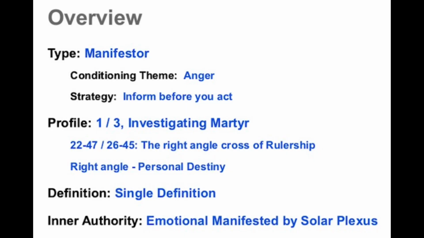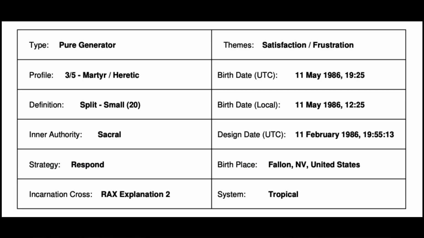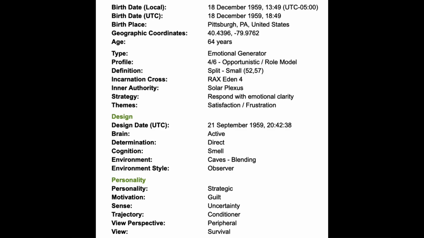Okay. So let's start by taking a look at these summary sections that I'm talking about with the chart. So you'll see with the different printouts that the information is presented somewhat differently. In this first one, we can see it goes type, conditioning theme, which is like your emotional theme, and your strategy, and then the profile, the incarnation cross, the definition, and the inner authority. Then with this one, it goes through the type, the themes, again, the emotional theme, the profile, and this one has birth dates on it. And then this one also starts with the birth dates and the birthplace, even has the coordinates on it. It's going through type, profile, definition, incarnation cross, inner authority, strategy, and themes.